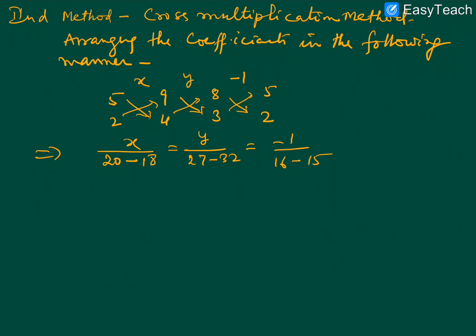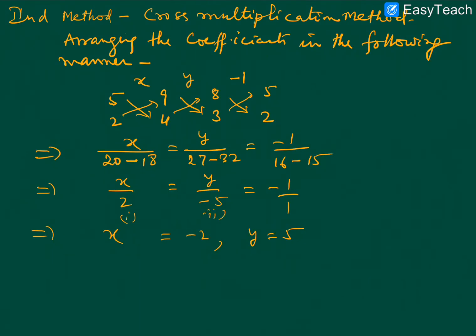Further, x upon 2 is equal to y upon minus 5 is equal to minus 1 by 1. This gives x is equal to minus 2 and y is equal to plus 5. By taking first and third, then second and third, we can calculate the values of x and y as minus 2 and 5. This is the answer.